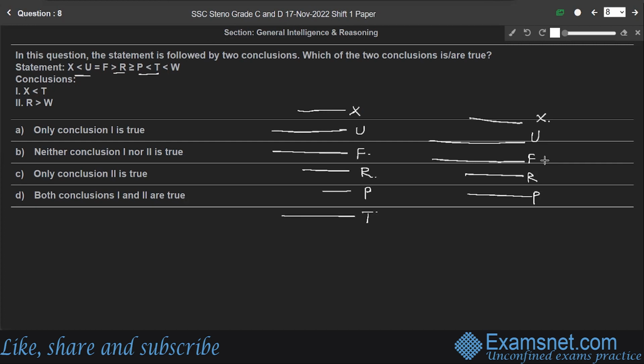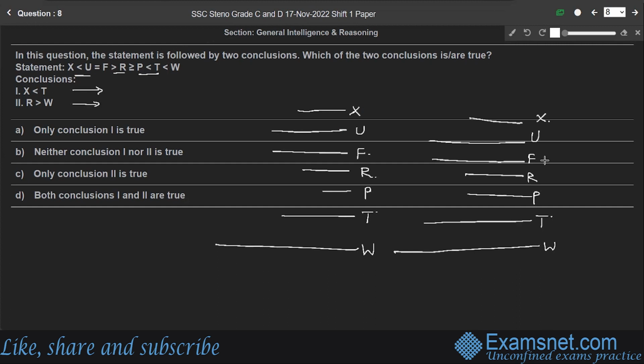We'll consider a greater line T. And in the second case also, P less than T, and T strictly less than W. So there is a line W like this, T less than W, right? So look at the conclusions.